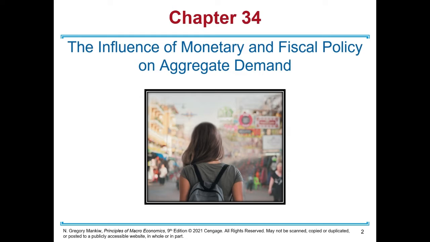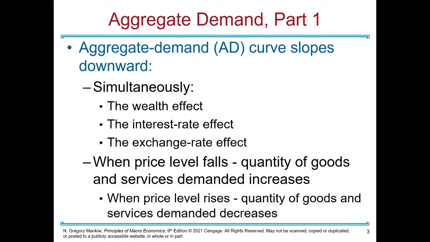So last chapter we discussed the Fed and how it can affect the money supply and influence the economy. In this chapter we're going to look at how government policy can affect the aggregate demand and affect macroeconomic variables in the short run. Let's review why the AD, aggregate demand, is negatively sloped or downward sloping.